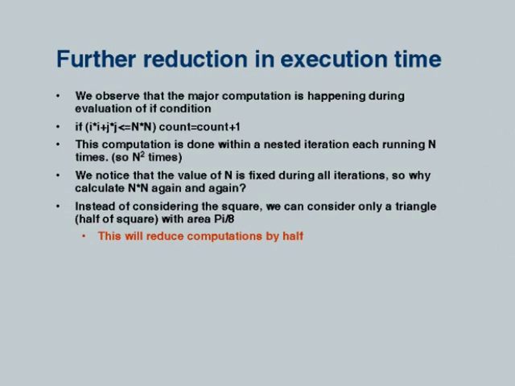We had said later on that we could reduce the execution time, first of all, by taking the n square computation out, because n was a constant value. Additionally, we said that instead of considering the square, we can consider only a rectangle, which is half of the square, with area pi by 8, and this will reduce computations by half.